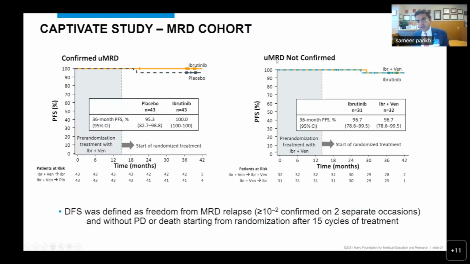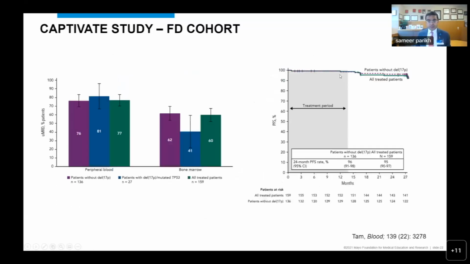On the flip side, when patients did not achieve MRD negativity, continued ibrutinib alone was as good as the combination, again suggesting that we may not need to expose our patients to additional toxicity. Of course, these data need to be confirmed with longer-term follow-up.